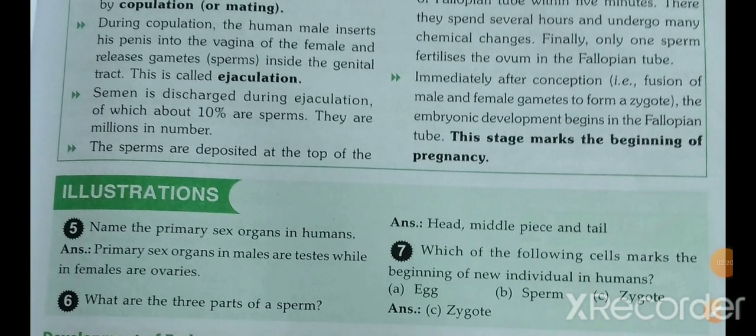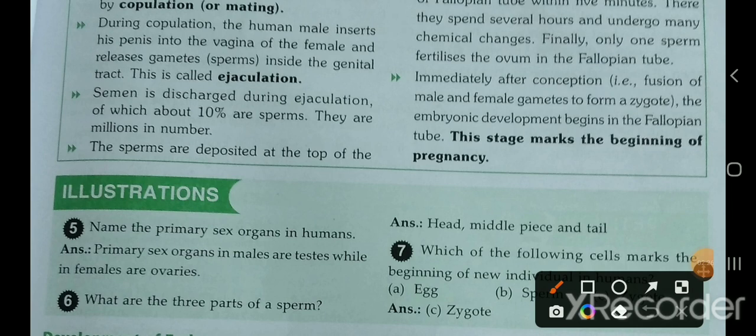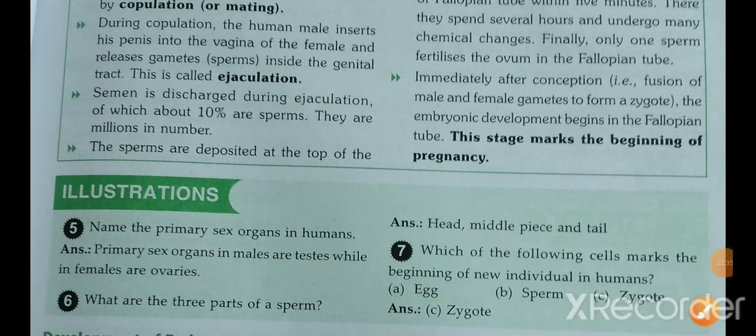So a few illustrations I have given here. See here, which is the primary sex organ in a human? In male it is the testis, and in female it is the ovary. What are the three parts of the sperm? Head, middle piece and tail. And which of the following marks the beginning of a new individual in humans? Zygote.